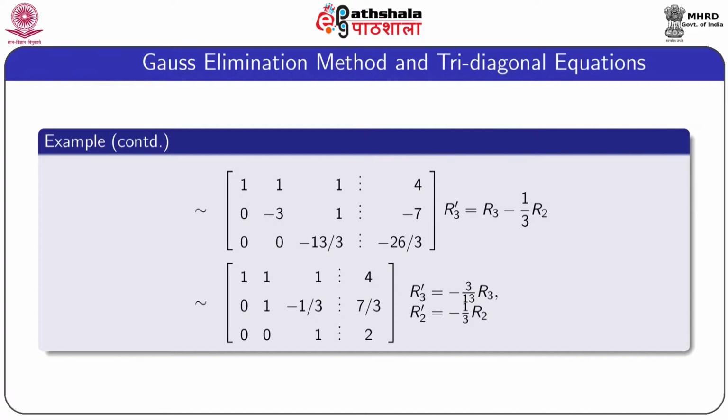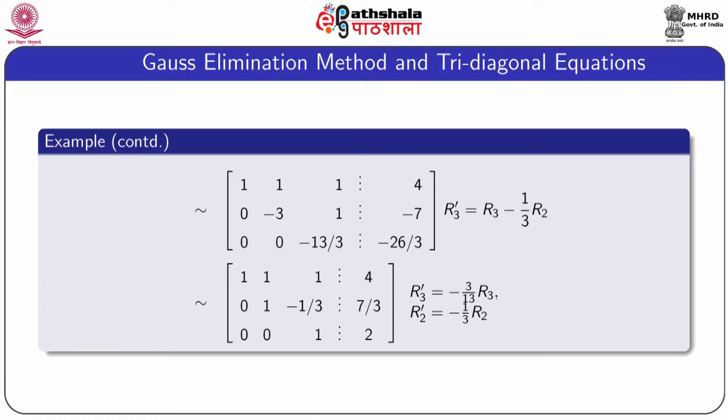Now, again we apply the elementary row operation for the third row, and that one is R3 prime equal to R3 minus 1/3 R2. After this operation, the augmented matrix reduces to the following: the first row is 1 1 1 4, that row is unchanged, the second row remains unchanged, and the third row reduces to 0 0 minus 13 by 3 minus 26 by 3.